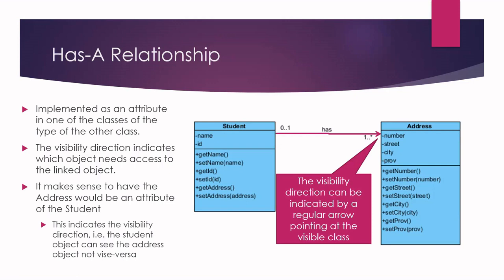And that determines, when you get to write the code, that you're going to create a variable inside the student that is of type address, or that would point to the address. If it was the other way around, if you have the arrow the other way around, you will have a variable inside the address that would point to the student object. Okay, so that's what the arrow means.